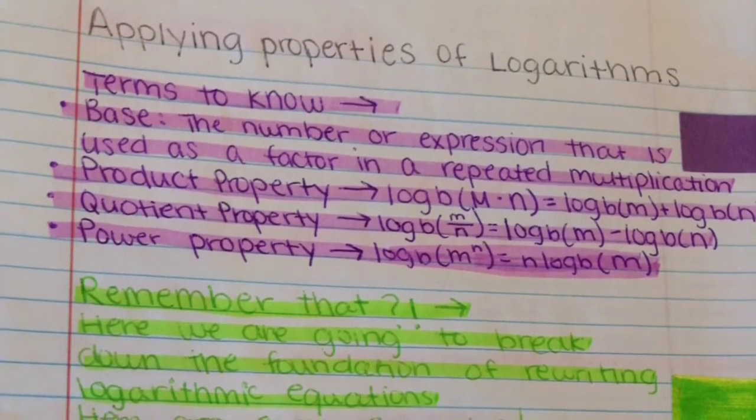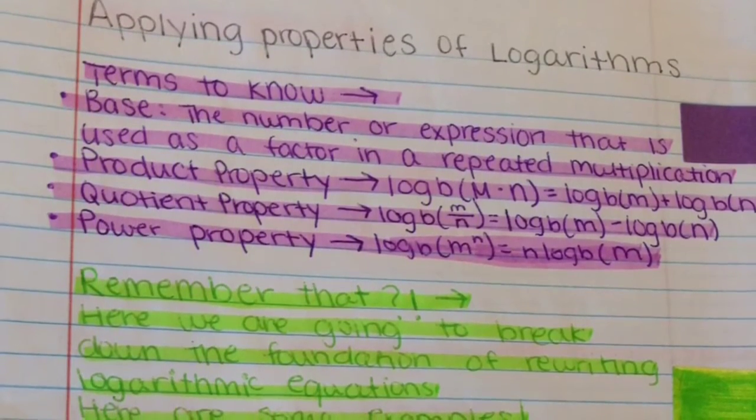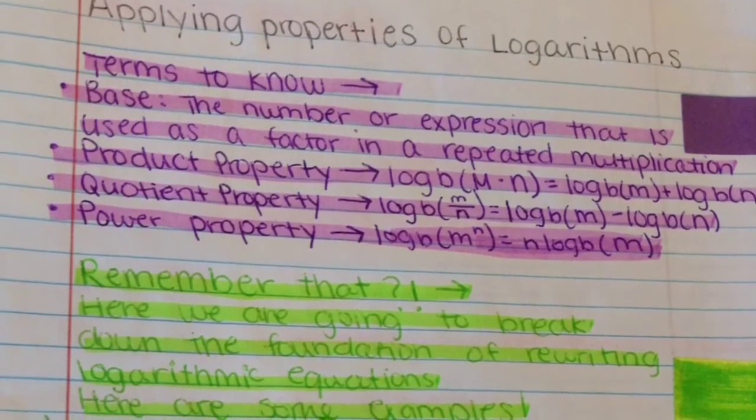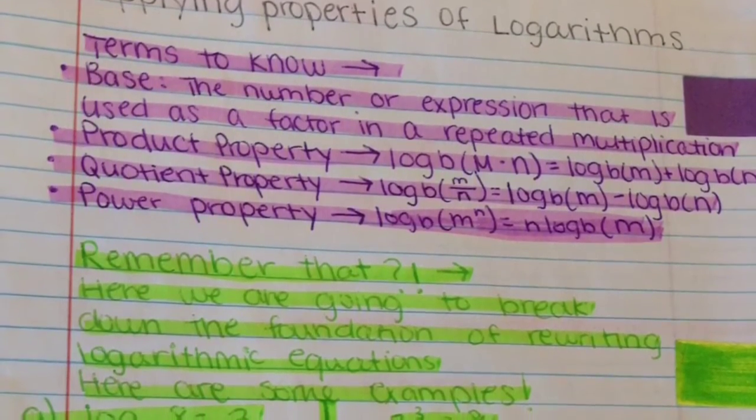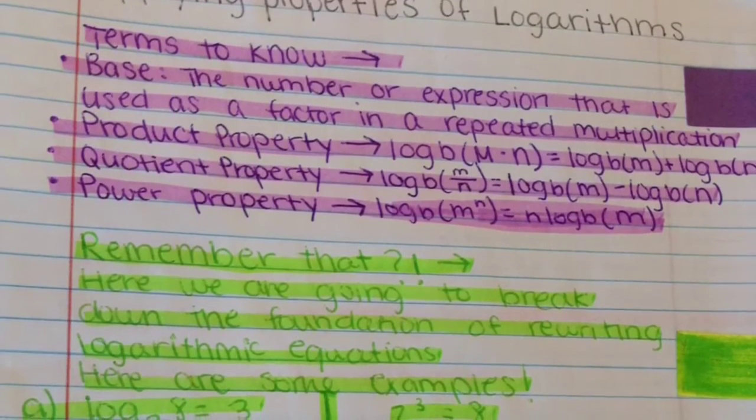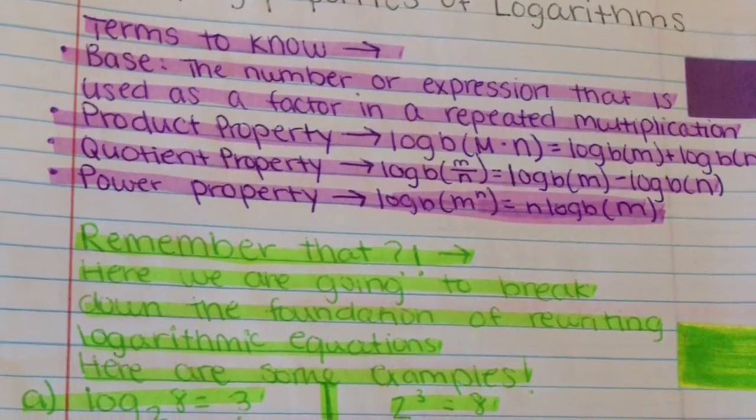Okay, so today we're going to be doing 7.5, which is applying properties of logarithms. We're going to start off with your terms to know. The first one you should know is base, which is the number or expression that is used as a factor in a repeated multiplication.